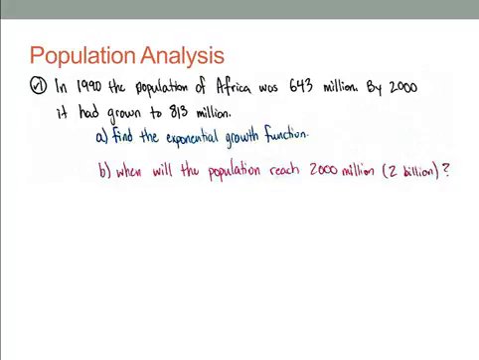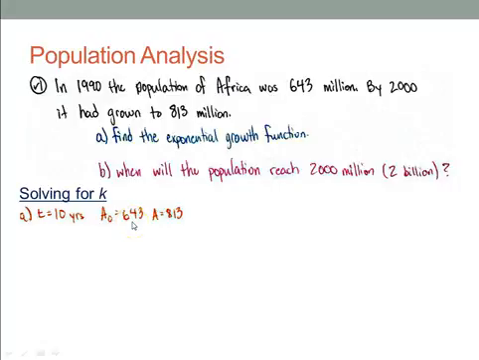So let's dive right into some population analysis. In 1990, the population of Africa was 643 million. By the year 2000, it had grown to 813 million. This is a two-part question, so I have to find the exponential growth function, and then when will the population reach 2,000 million, or 2 billion people? First part, we got to solve for k. That's what we really need to do to rewrite the exponential function. Now, t is equal to 10 years. How did I get 10 years? 2000 minus 1990, 10 years.